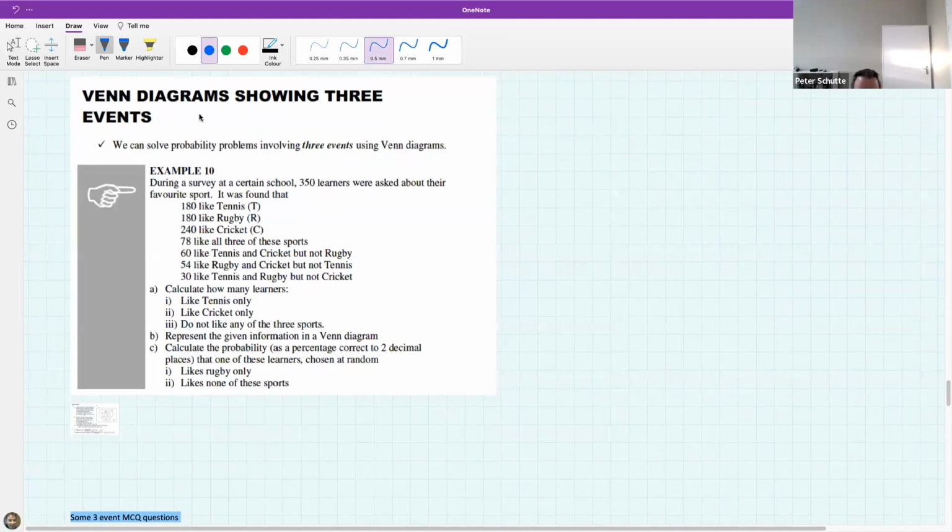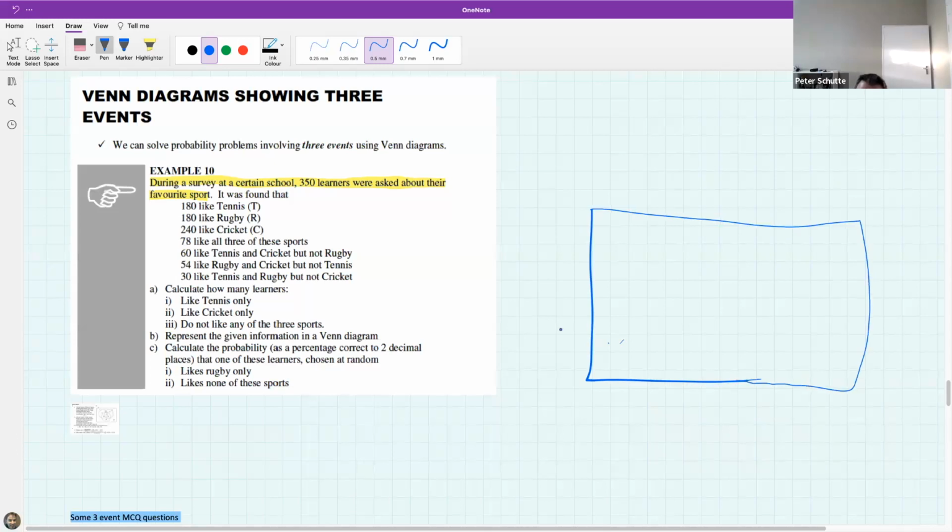It says Venn diagram showing 3 events. It says during a survey at a certain school, 350 learners were asked about their favorite sport. Now, I know that I'm going to have to draw a Venn diagram, so let me just start with that. Oh, I don't know why my computer went. Oh, there we go. It's come back. So here's my Venn diagram.